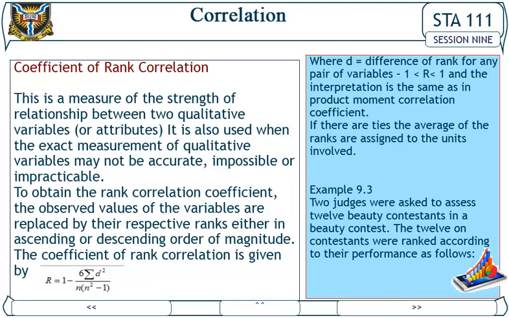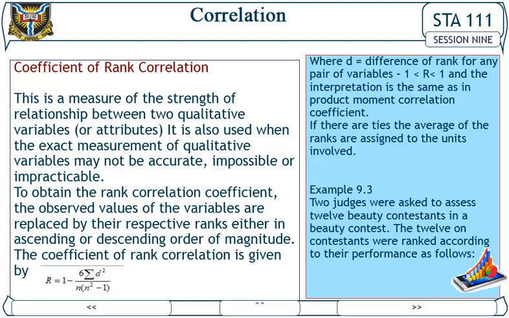The coefficient of rank correlation is given by r is equal to 1 minus 6 summation d squared over n times (n squared minus 1), where d is equal to the difference of ranks for any pair of variables, with -1 less than r less than 1, and the interpretation is the same as in product moment correlation coefficient. If there are ties, the average of the ranks are assigned to the units involved.